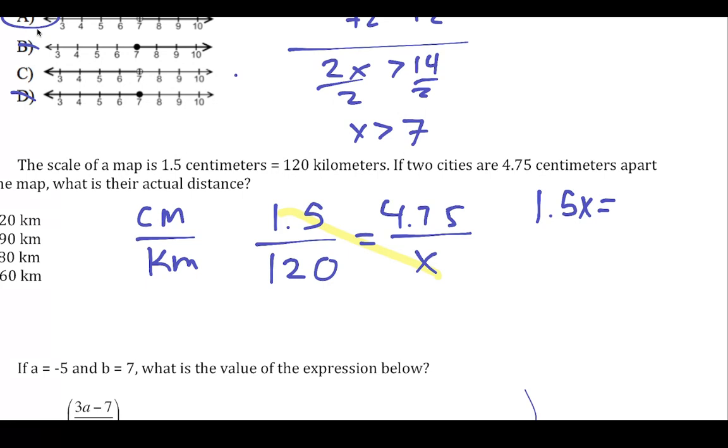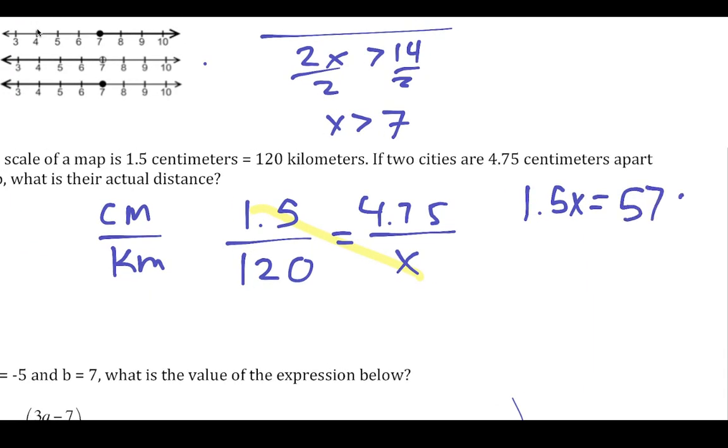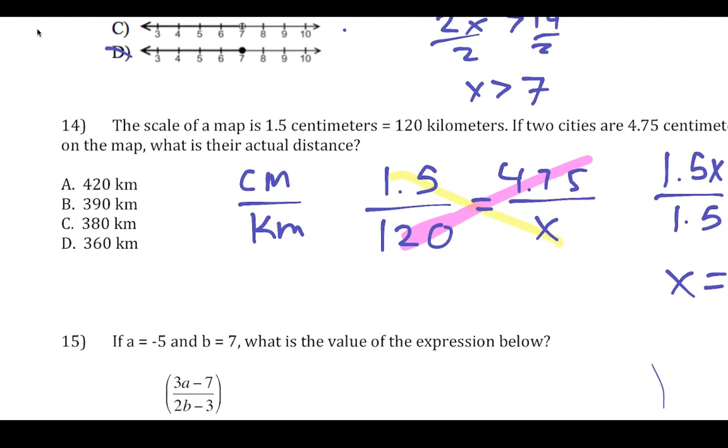Take out my calculator. Okay, so again, I'm cross multiplying 120 times 4.75. I get 570. Now I divide by the coefficient, 1.5. And so x is 380. So they are actually 380, which is choice C.